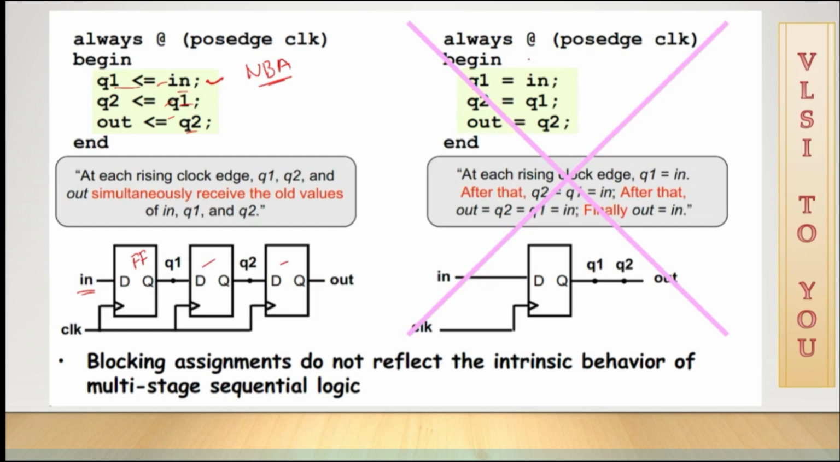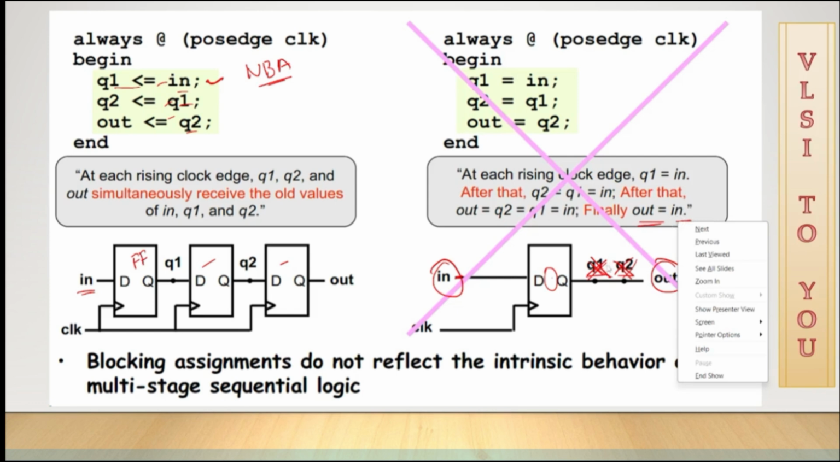But in case of non-blocking assignment, what is happening here? Only a single flip-flop. That is why whatever input you are taking, that is the output you are getting. Q1 and Q2 don't hold any value in case of blocking assignments. At each rising clock edge, Q1 gets the input. After that, Q2 gets Q1, and after that, output equals Q2. Finally, what is the output? The output is nothing but the input, because these are not holding any value in case of blocking assignments.